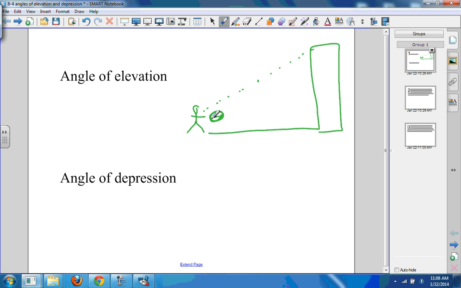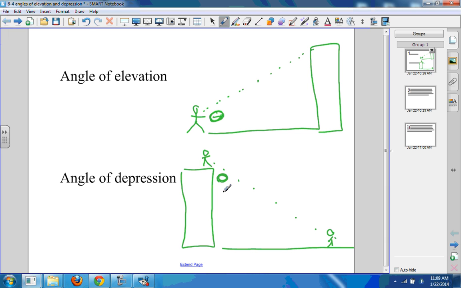The angle of depression might be if you are up above something. So maybe you are on top of the building, looking down, and you see your friend in the road. This would be called the angle of depression, looking down. All right, so we're going to use those two things today to solve some problems.